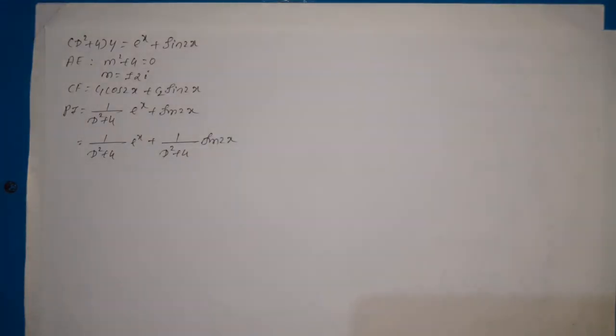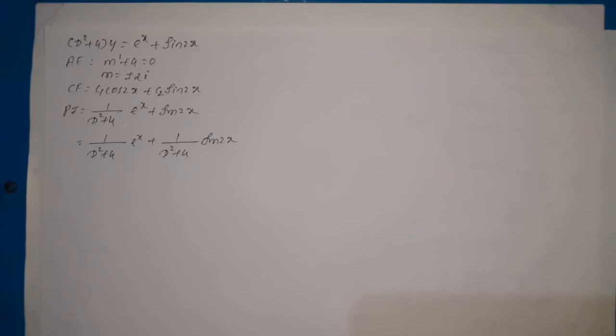The next example is d square plus 4 into y is equal to e power x plus sin 2x. So here there are two functions on RHS, e power x and sin 2x. The auxiliary equation of this one is m square plus 4 equal to 0, and the roots are plus or minus 2i, and the complementary function is c1 cos 2x plus c2 sin 2x. Up to the complementary function no need to explain, because you are very familiar with it, having solved so many examples on that.